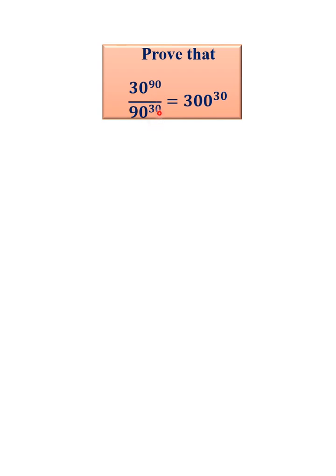We are to prove that 30 to the power of 90 divided by 90 to the power of 30 is equal to 300 raised to power 30. Just look at how we're going to prove this. So we are given 30 raised to power 90 all over 90 raised to power 30.